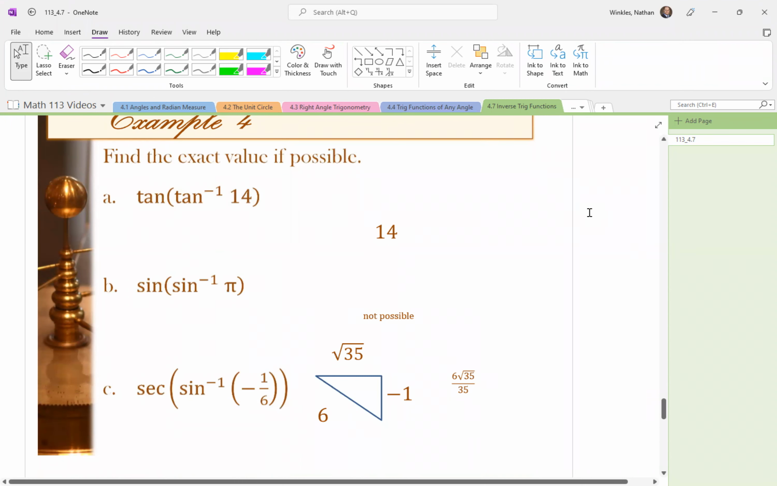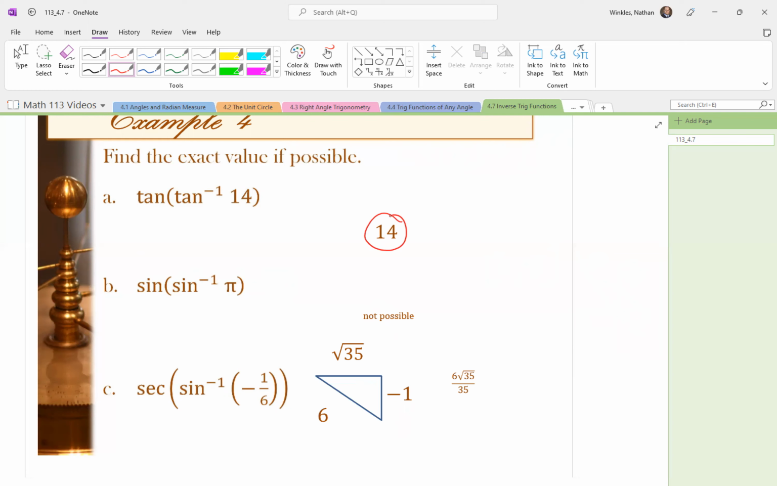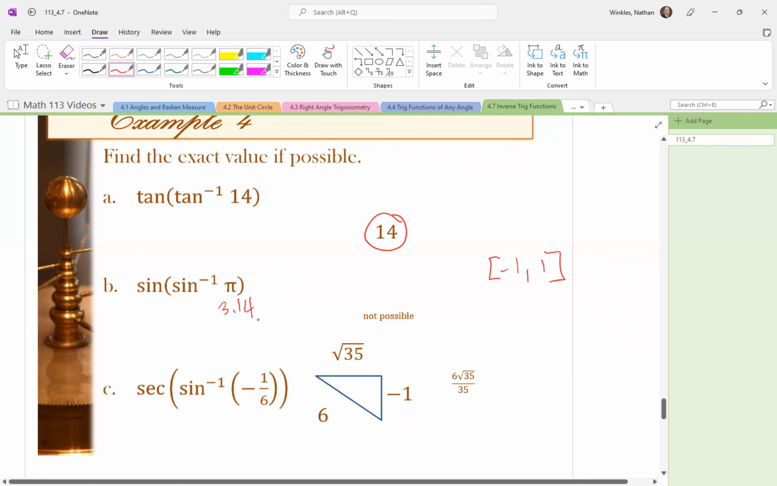So continuing on with these, the tangent of tangent inverse of x is equal to x for all real numbers x by our properties. Therefore, tan of tan inverse of 14 just gives me that 14. Now, for sine of sine inverse of x, we must be on the interval negative 1 to 1, but π is 3.14. No way we can rewrite that, so therefore that is not possible.